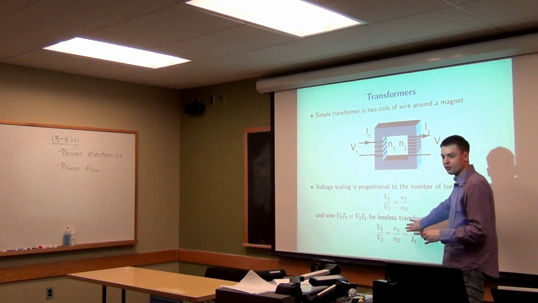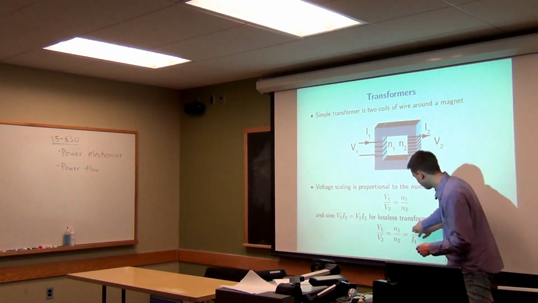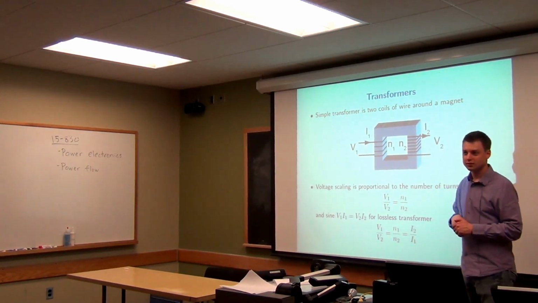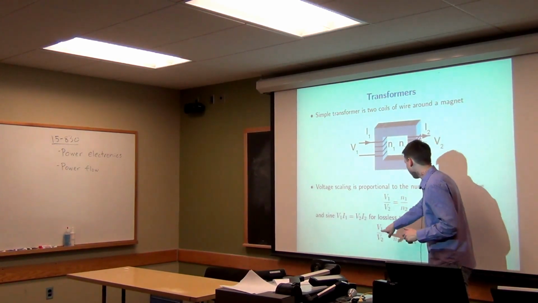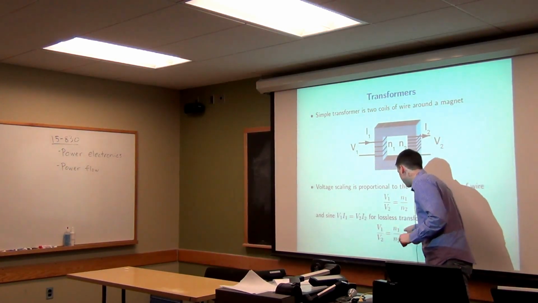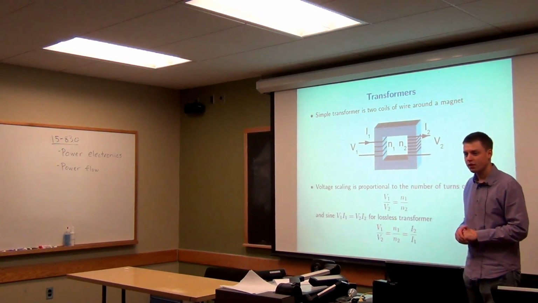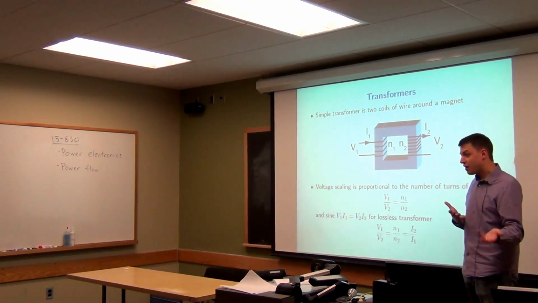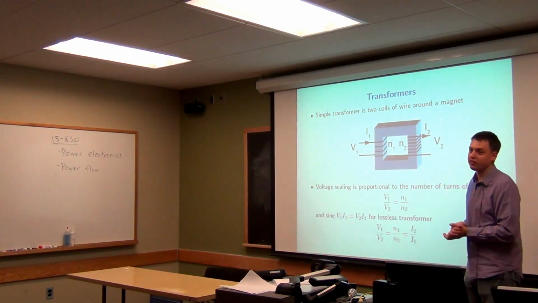So power is preserved here, right? Because this times this equals that times that. Sorry, I should make that clear. V1 times I1 equals V2 times I2 here. But we have effectively changed the voltage and current. This is a very nice thing for a lot of reasons.